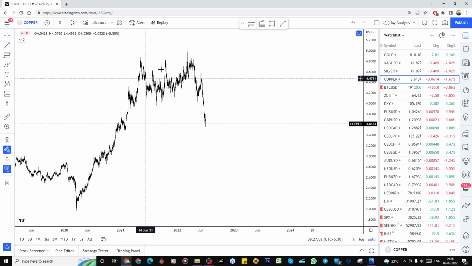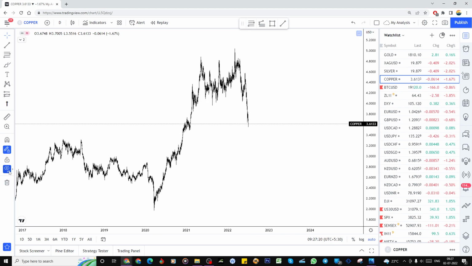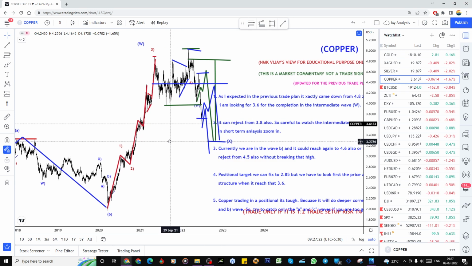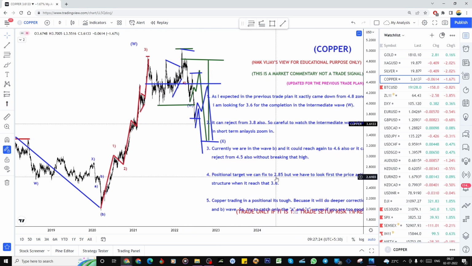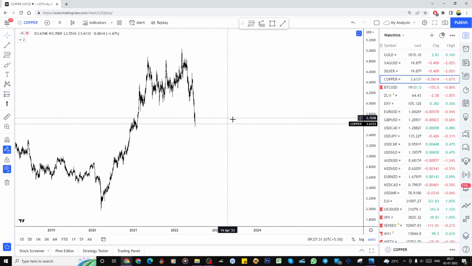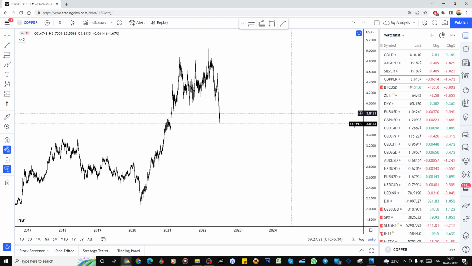So the pattern 1, the 3, we are looking for the 3-wave structure, expecting this as a 3-wave structure via the connecting wave, and it will do the 5-wave structures in the diagonal pattern. So once the 5-wave structure, after that the 3-wave structure, and again one more 5-wave structure to reach the positional target. Nearly for that positional target we can fix the 2.8. That's it. So looking for that sell, not the buy, right?